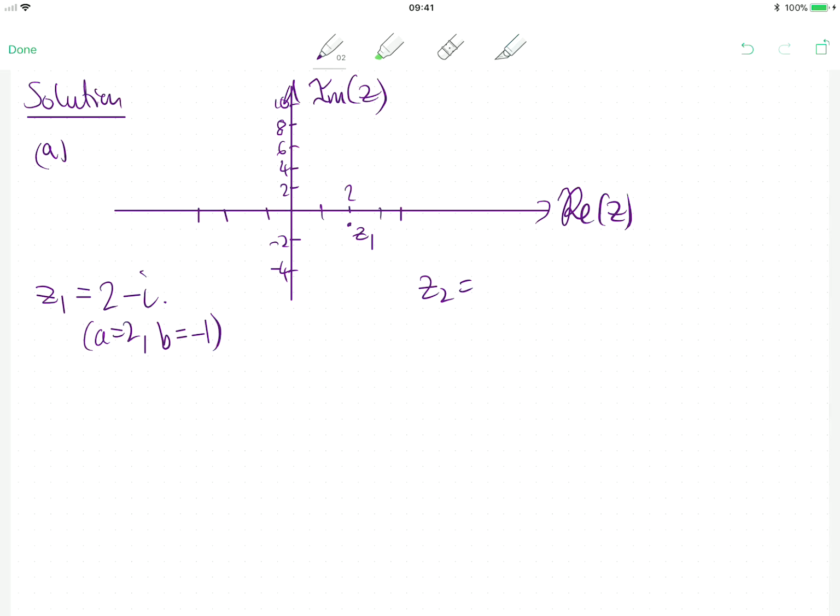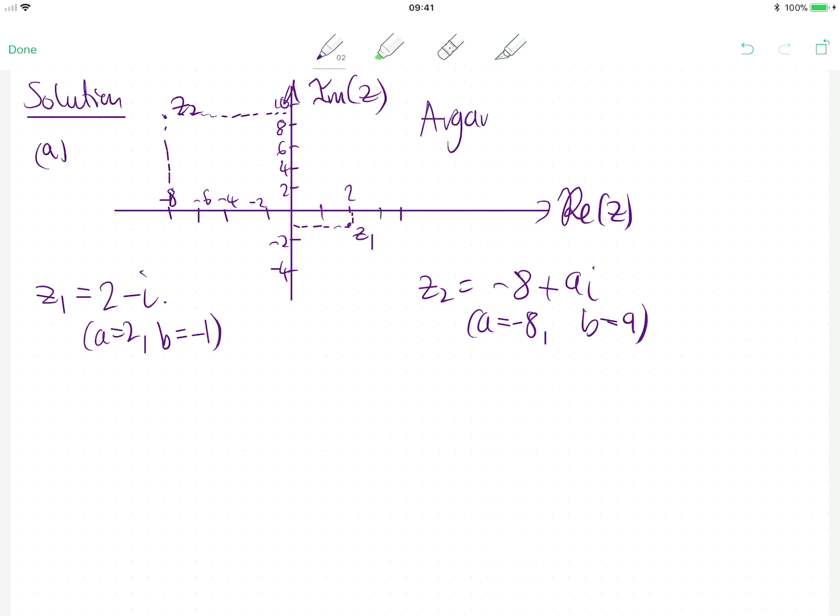Z2 is minus 8 plus 9i. Okay, so a is minus 8, b is 9. So I have minus 2, minus 4, minus 6, minus 8, and I want to go 9 up, so that sits here. Here's my Z2. Again, you can use little dotted lines just to help you. For this one, do the same. And this is our Argand diagram.